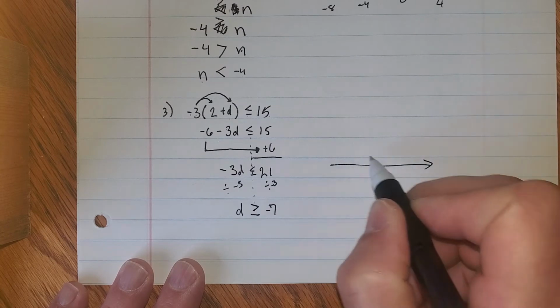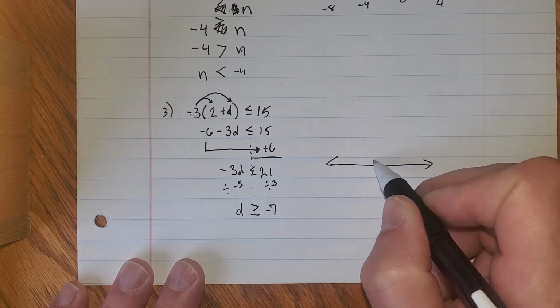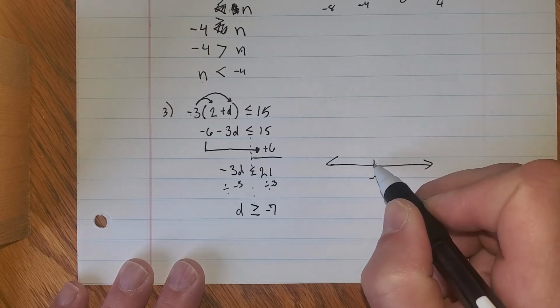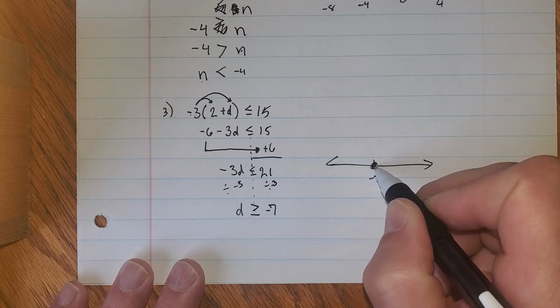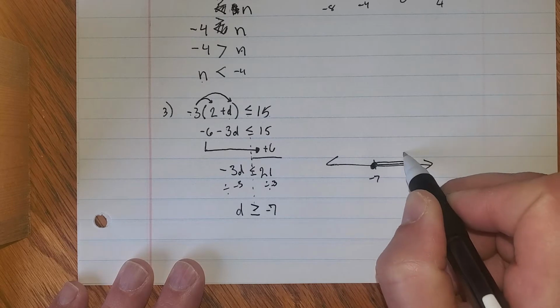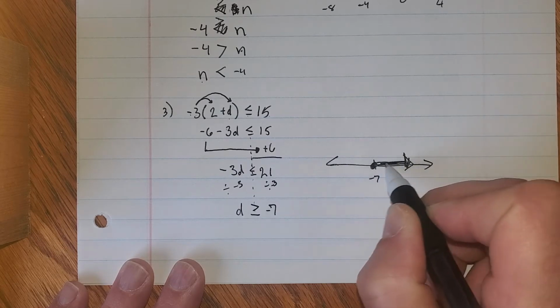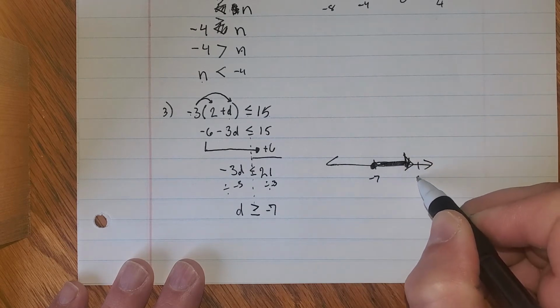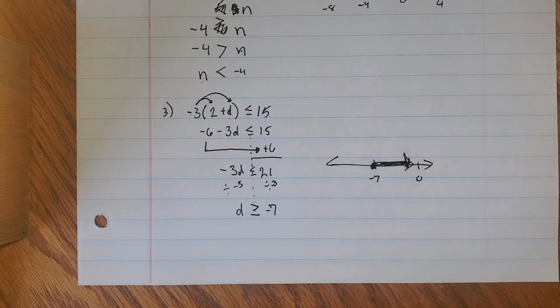So we've got d, we'll find -7. And we want everything greater than or equal to, so I'm actually going to have a solid dot and move it to the right, or towards 0, greater than symbol.